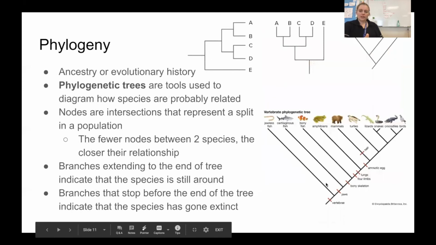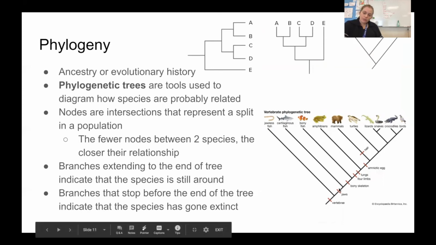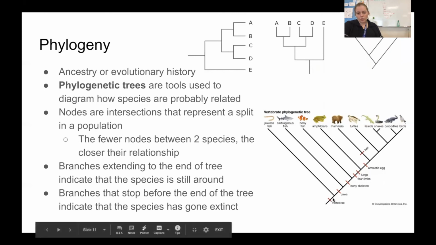Now, when we classify organisms or we're determining these relationships, we are looking at their phylogeny or their evolutionary history. So we can put that on something called a phylogenetic tree. These are just tools to look at how organisms are related based on what we currently know. When you're looking at a tree, you have branches, which are the lines, and you have nodes, which are the intersections. So notice that between some of the nodes, you might have characteristics.